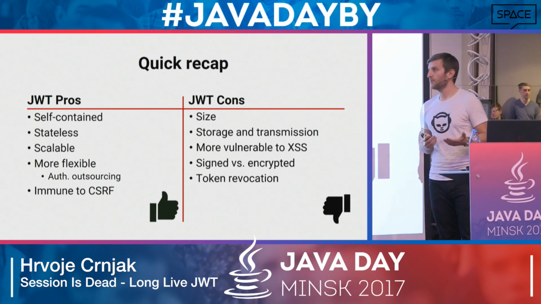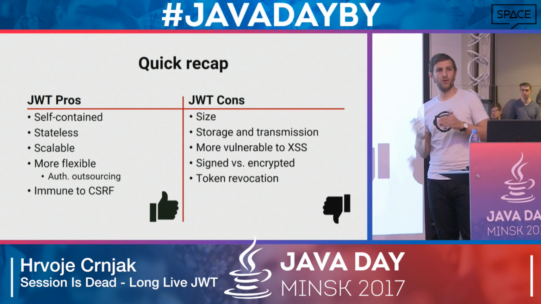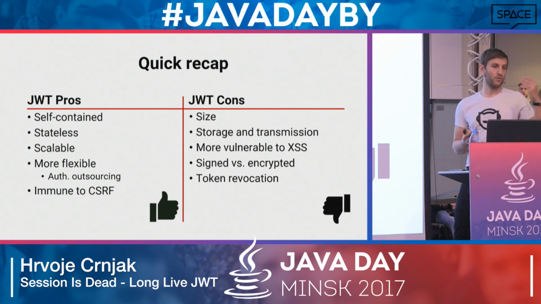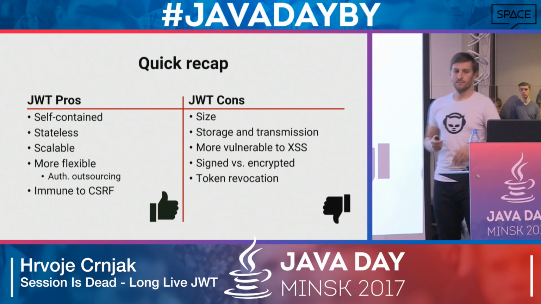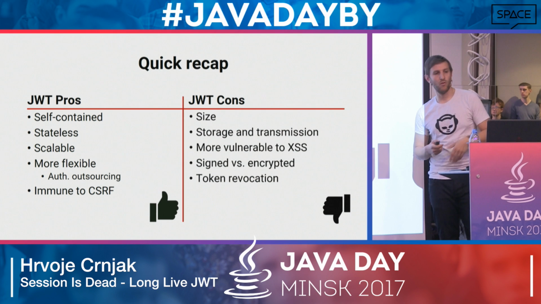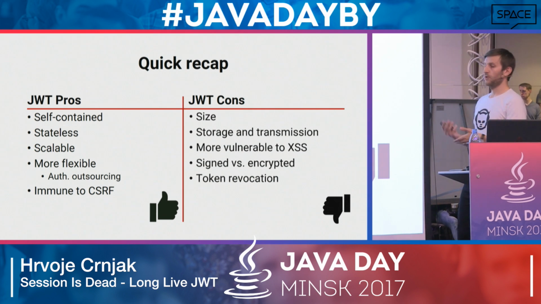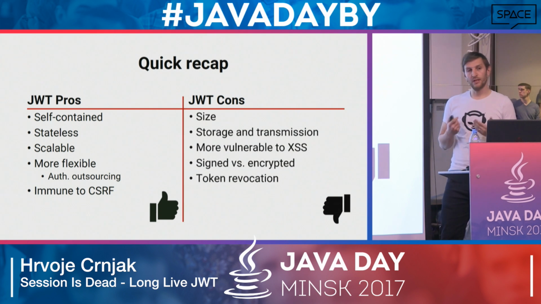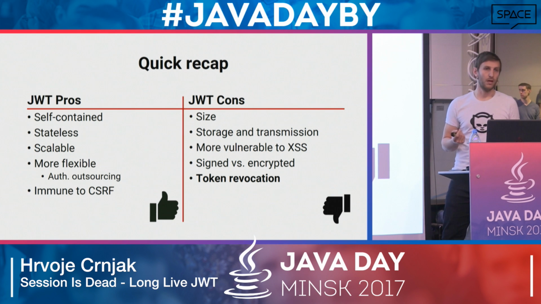So as you can see here, we have valid arguments on both sides of the aisle. I think that in the end, it all comes down to what's more important to you. Whether it is being self-contained, scalable and flexible, or, I don't know, small in size, well-known and standardized. I think, in my opinion, the only real disadvantage of using JSON Web Tokens is this token revocation problem.